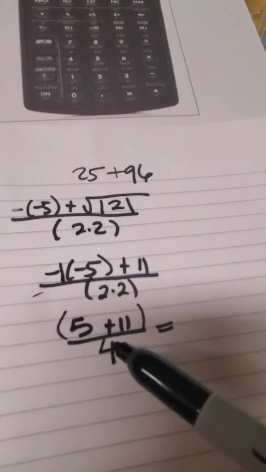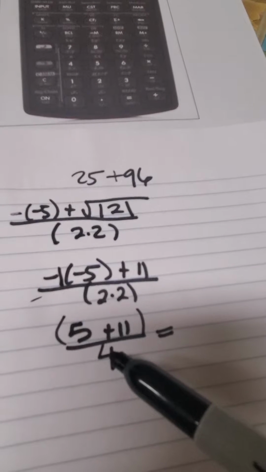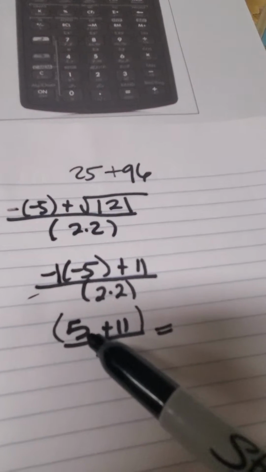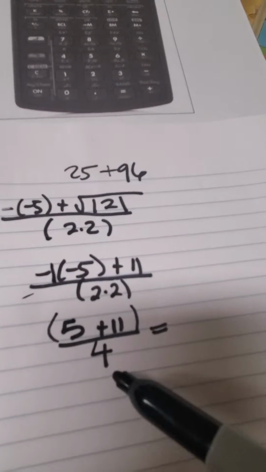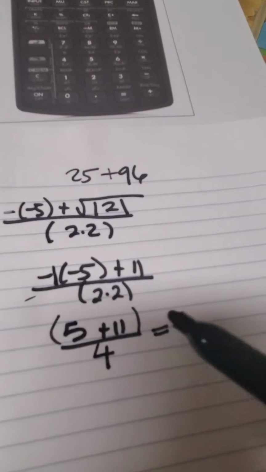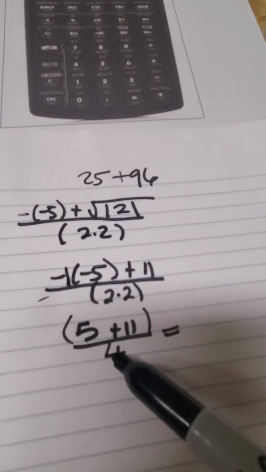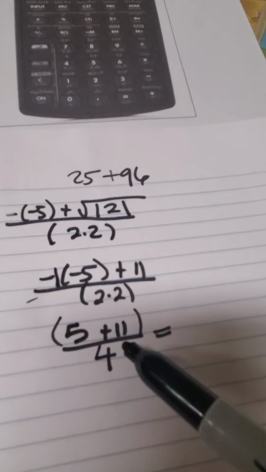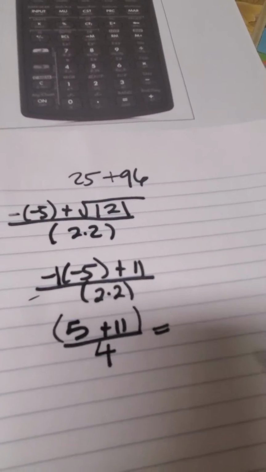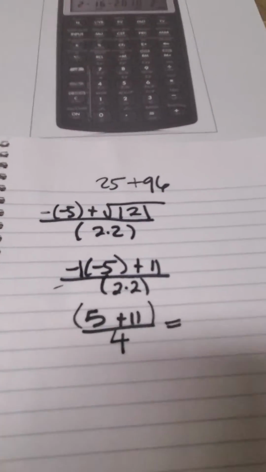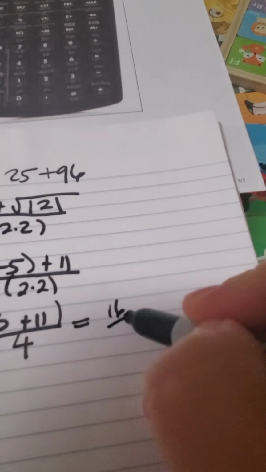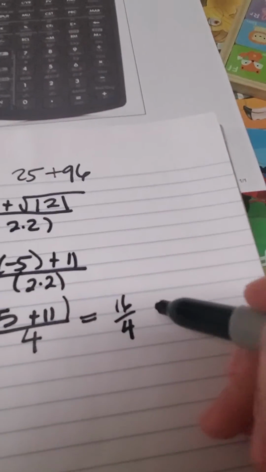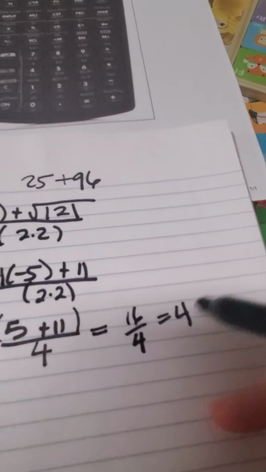You can't divide over addition. You can divide over multiplication. So if this was 5 times 11, you could reduce like that, or 6 times 11 in my fictional example. But otherwise, you are going to have to get a total sum for that before you do your division. So the 5 plus the 11 is 16 over the 4, and then that gives us 4 in the end.